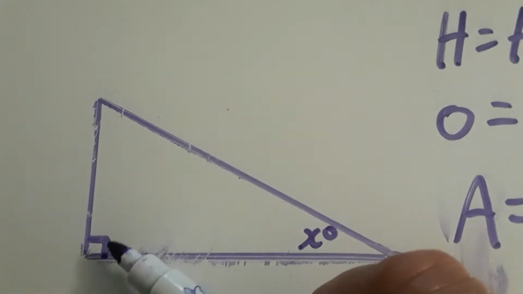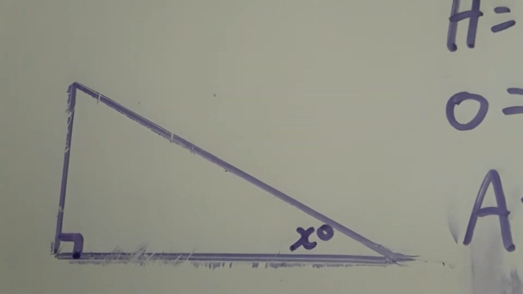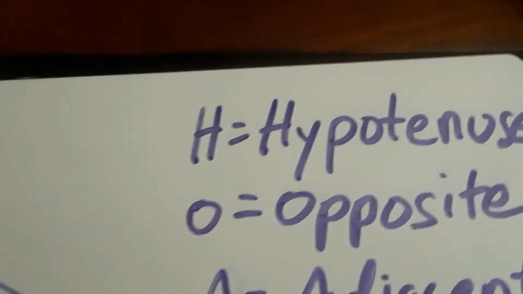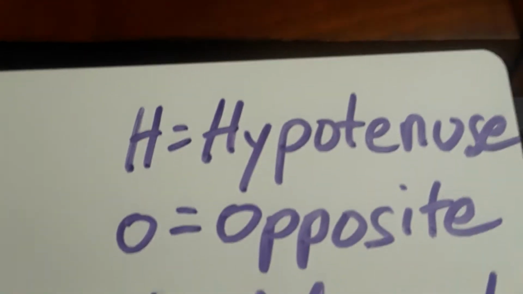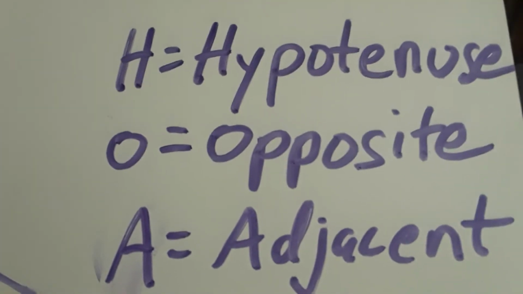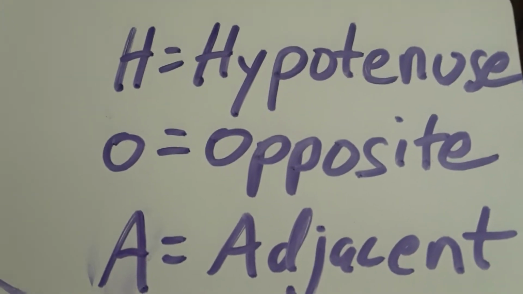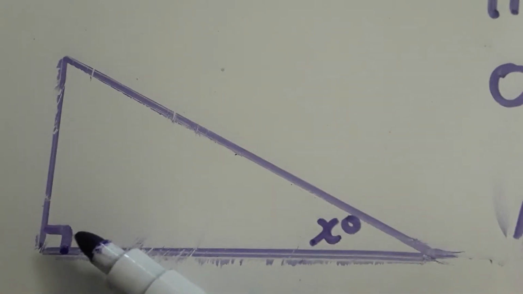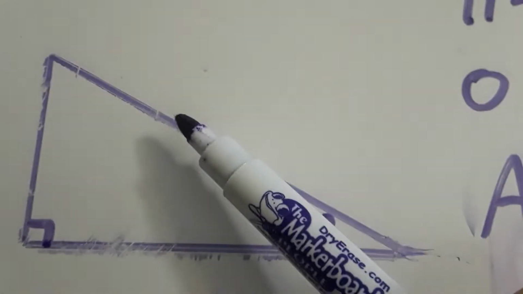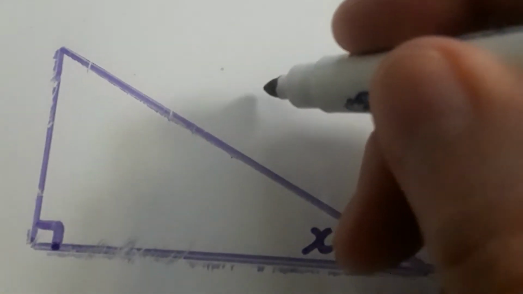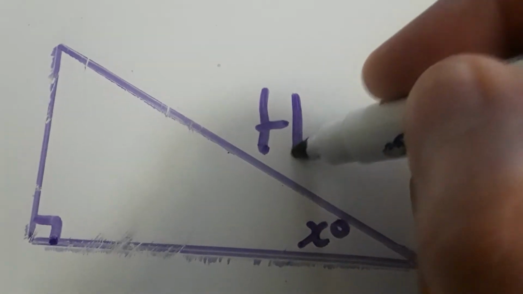It just means that it has one 90-degree angle, and it's usually identified by a little square like that in the corner. So mathematicians, we don't like to use long words. Instead, we like to use letters that represent long words. So the first letter, H, is for hypotenuse. And this is how you find the hypotenuse. You go to the 90-degree angle and you go to the longest side that's opposite it, okay? So this will be identified as the hypotenuse.